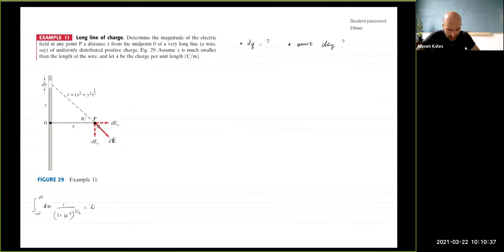Now I will come to the second point. What is dq? What is given is lambda, and lambda is charge per unit length, Coulomb per meter. Then dq is basically dy times lambda. You can look at the units. The dy unit is meter, lambda unit is Coulomb per meter. So I have Coulomb as I should.